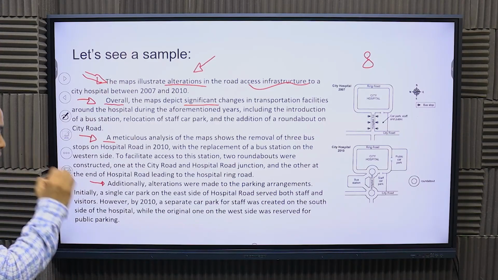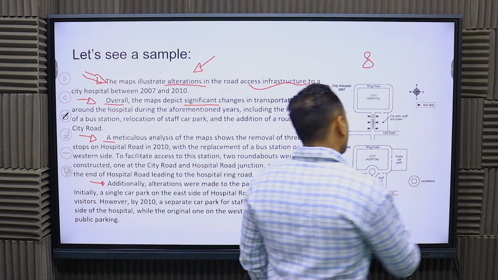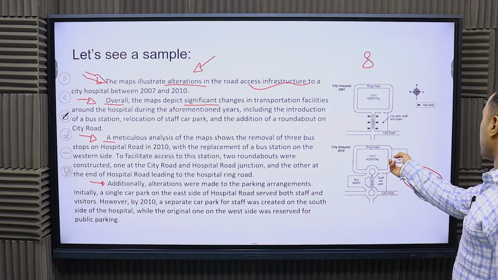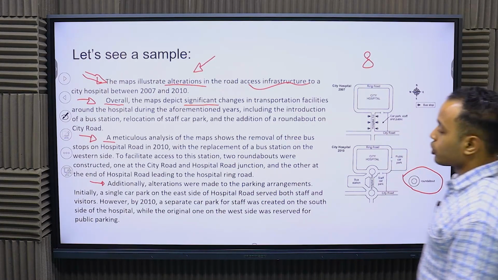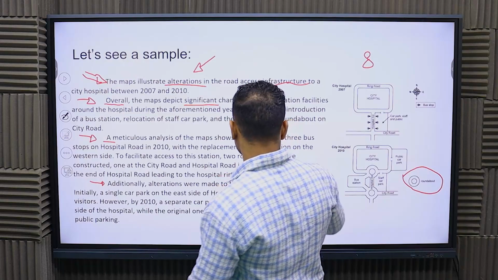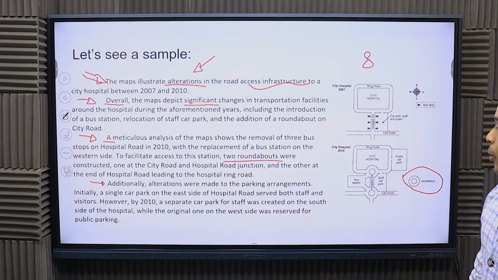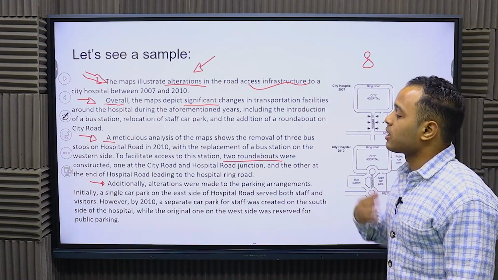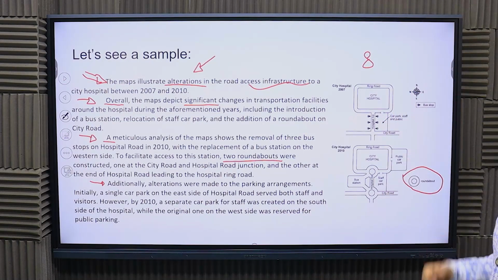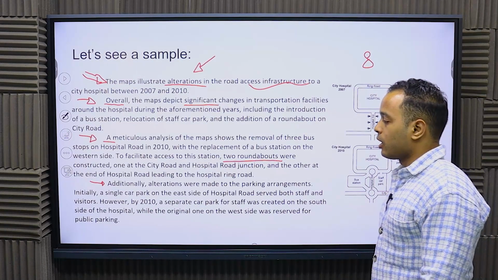And I really extremely appreciate the highlight of this one, the roundabout, because it hasn't been mentioned in the first one. As you can see here, we have two roundabouts were constructed in order to facilitate the access, in order to make it easy to access it. Let's have a look at the last one.